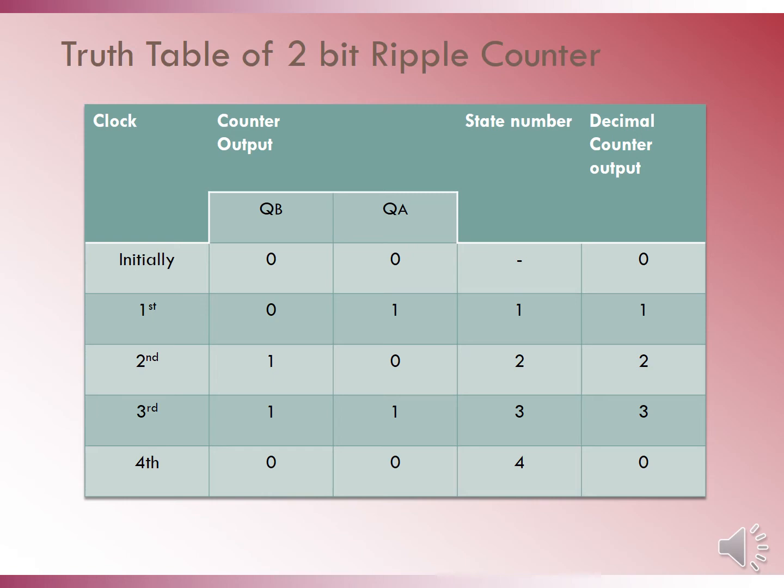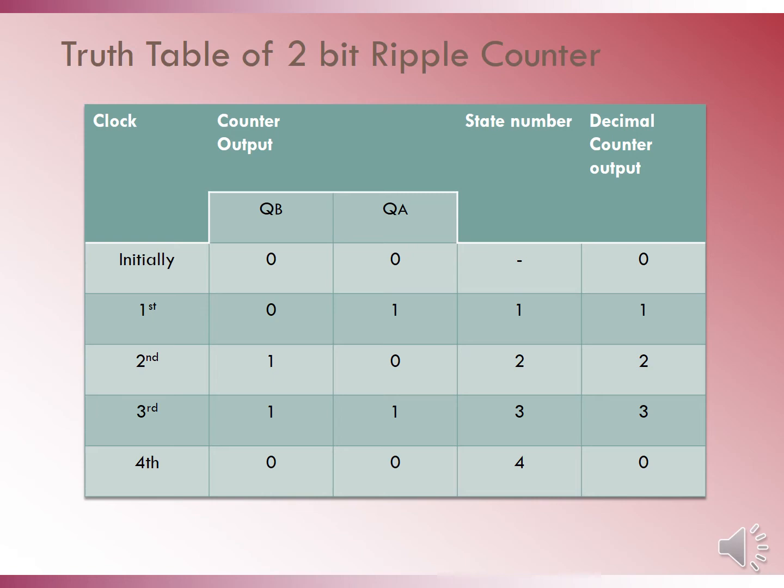So the output after the first clock pulse is 1. Now on the second clock pulse, QA is again toggling, and this negative transition of QA is changing QB, which becomes 1 from 0. So the count at the end of the second clock pulse is 2.